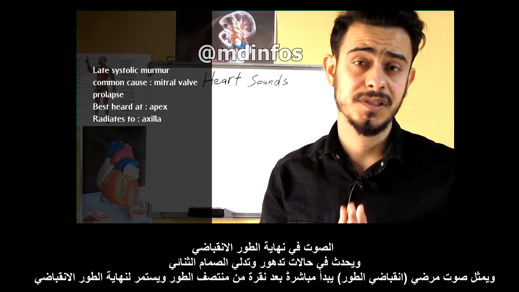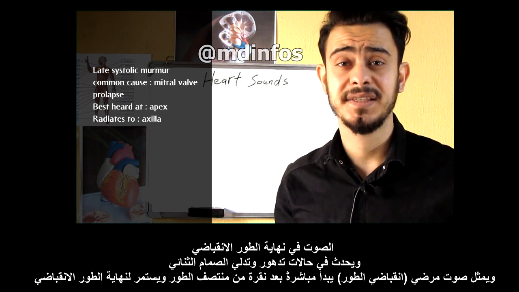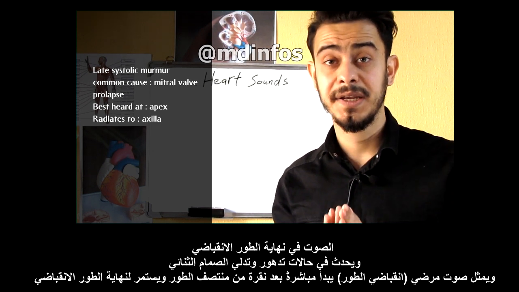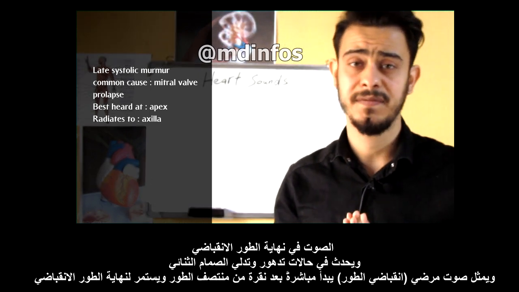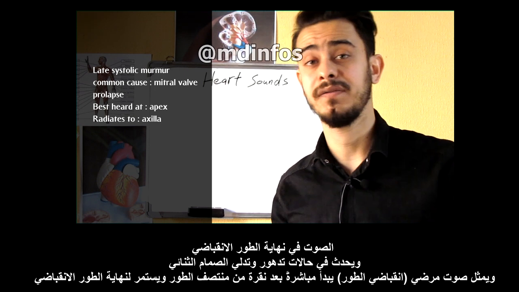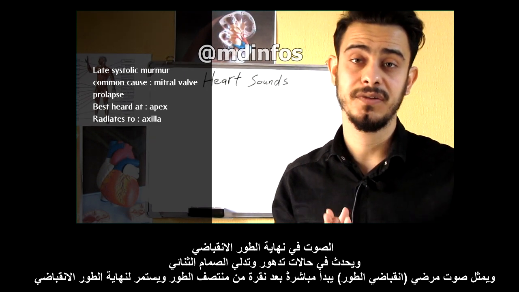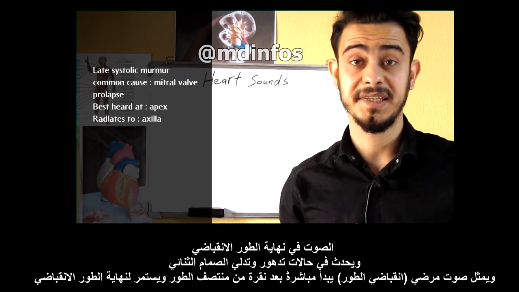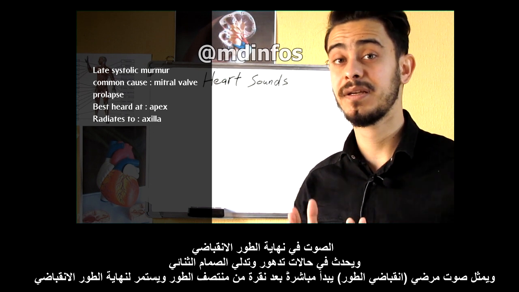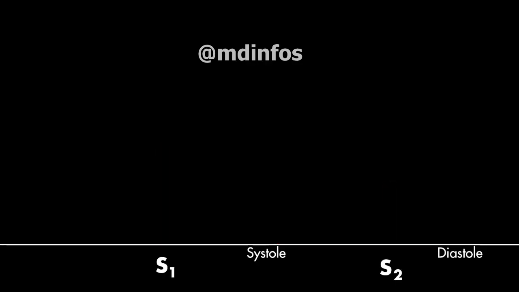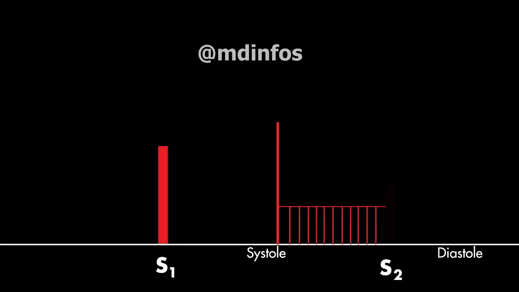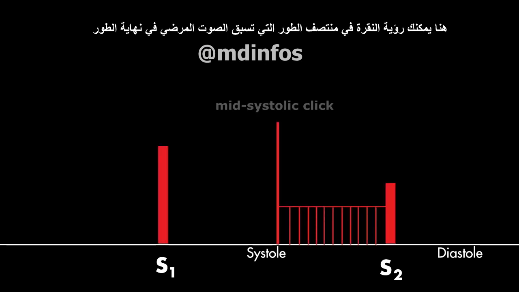Also, we have another systolic murmur, which is known as the late systolic murmur, and it occurs in cases of mitral valve prolapse. It is best heard at the apex, the fifth intercostal space mid-clavicular line, and it can radiate to the axilla. And it also represents a systolic murmur that begins after a mid-systolic click and continues to the end of systole. Here you can see the mid-systolic click that precedes the late systolic murmur.